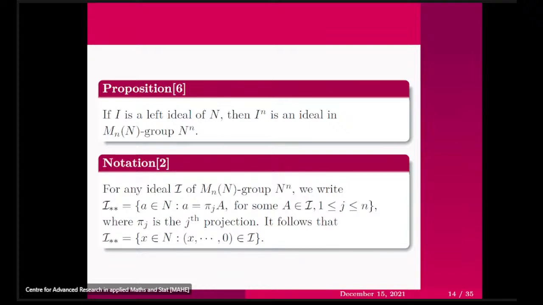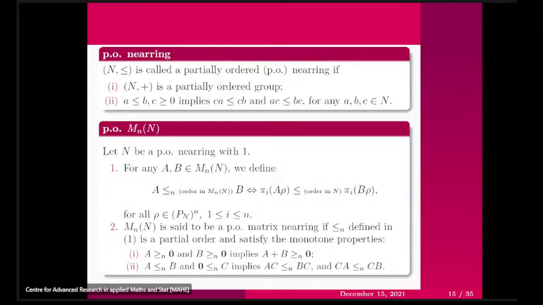And for any ideal I of the MNN group MN, we write I star star equal to the set of A belonging to N such that A is the Z projection of some element of I. I star star can also be written as follows, and it becomes a left ideal of N. Now we define partial order nearing and partial order matrix nearing.